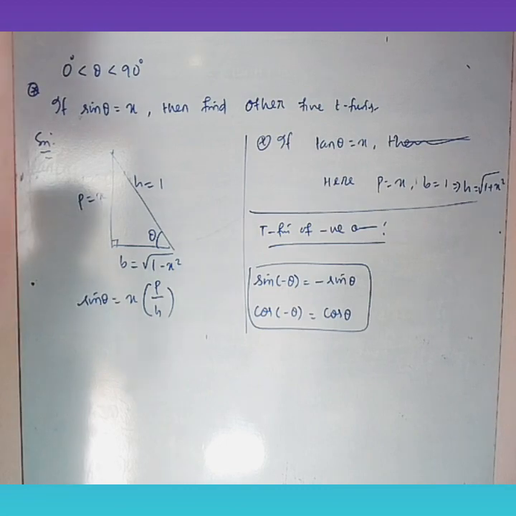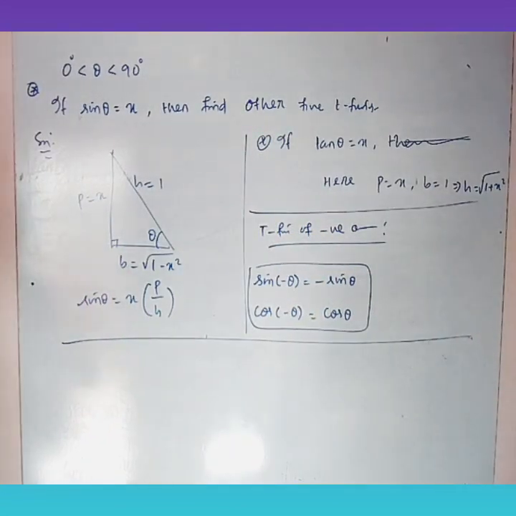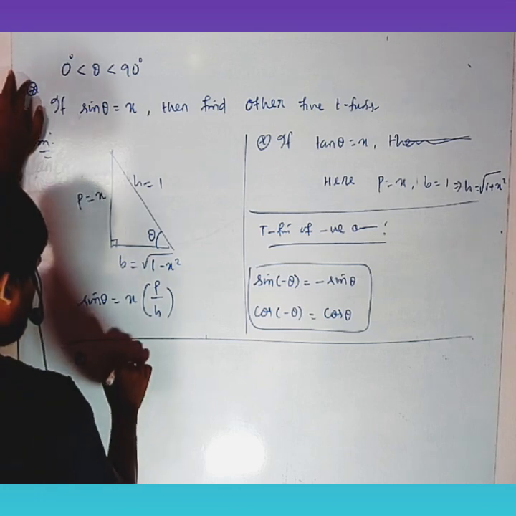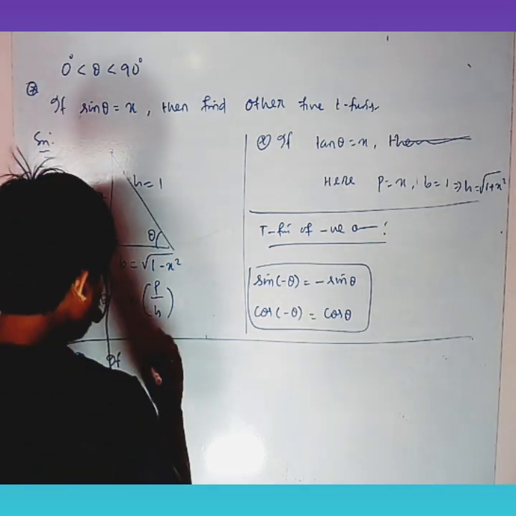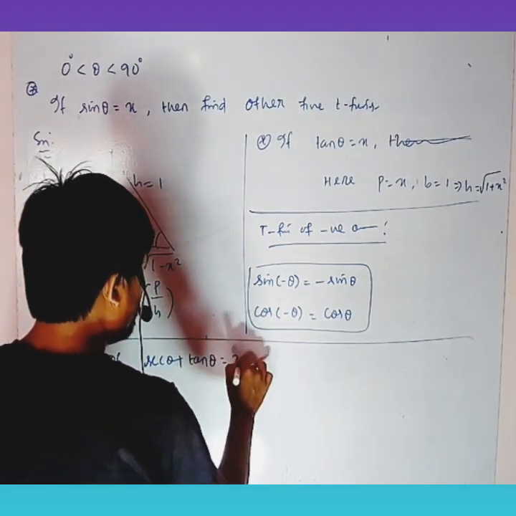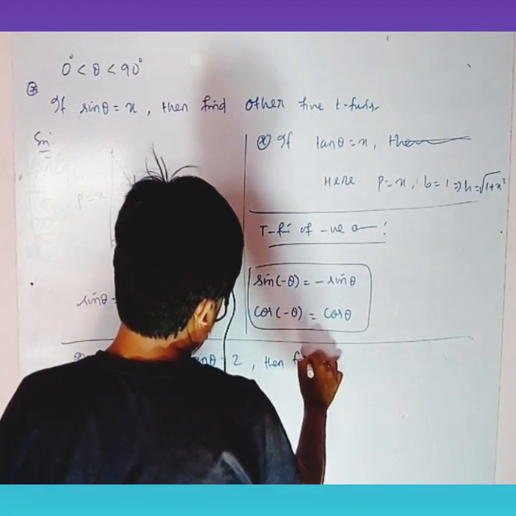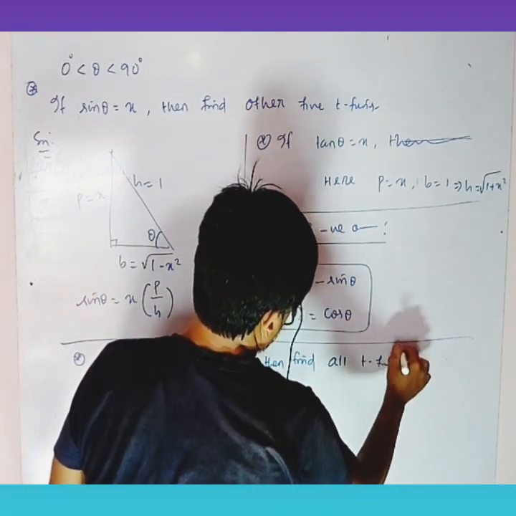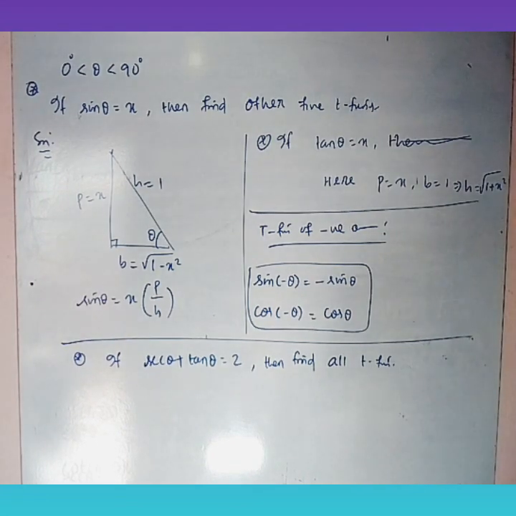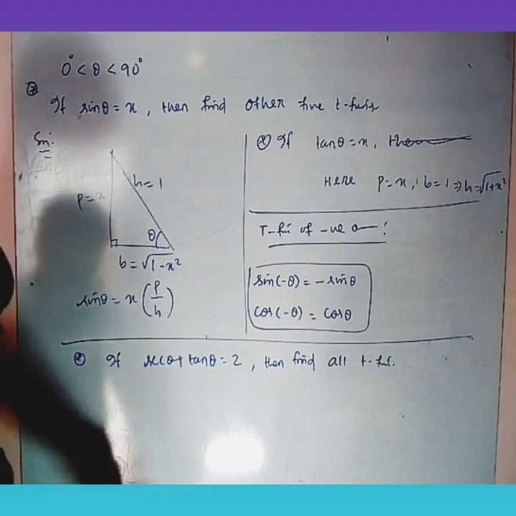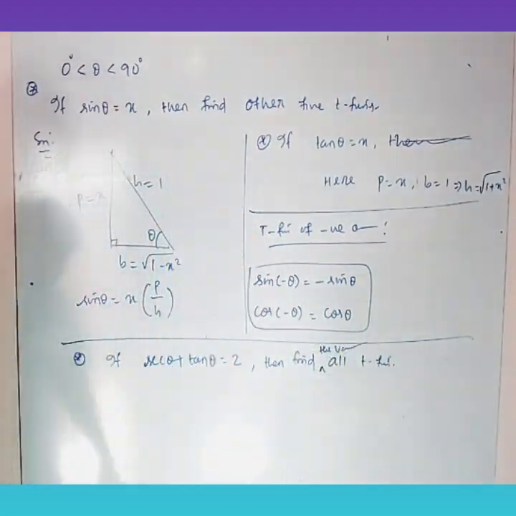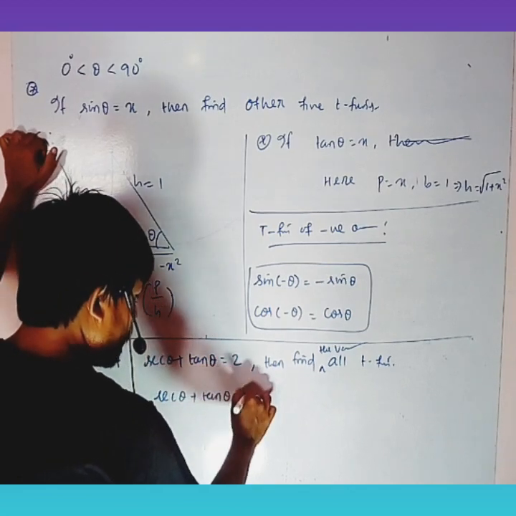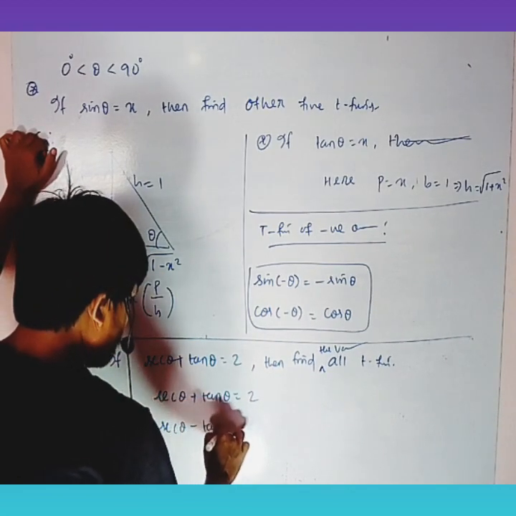Now you have to remember some trigonometric values, like, if sec theta plus tan theta equal to 2, then find all trigonometric functions. Find the value of all trigonometric functions. Solution. If sec theta plus tan theta equal to 2, implies sec theta minus tan theta equal to 1 by 2.